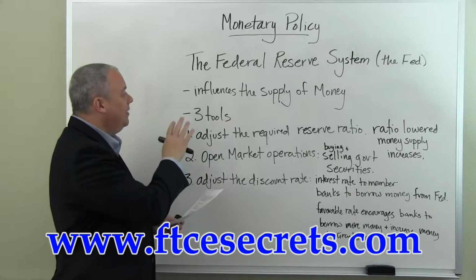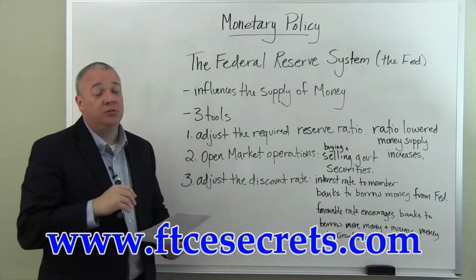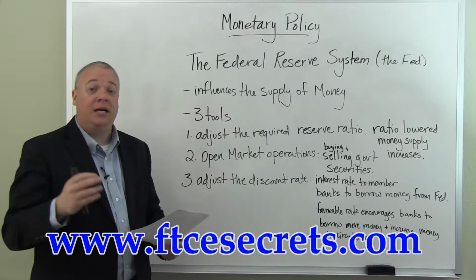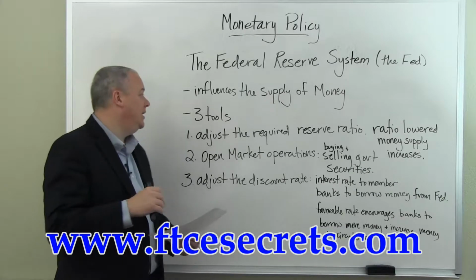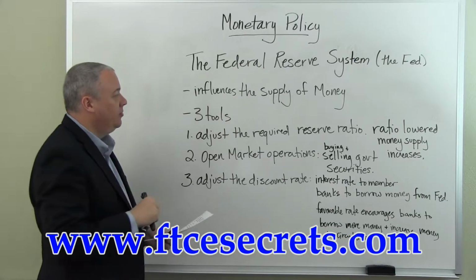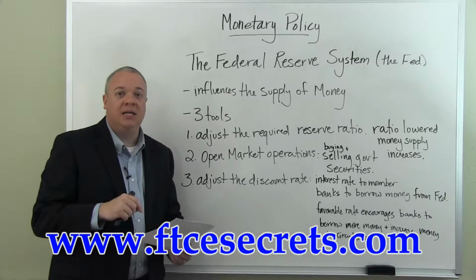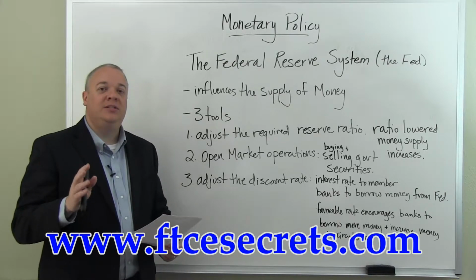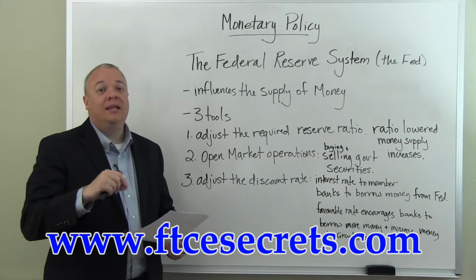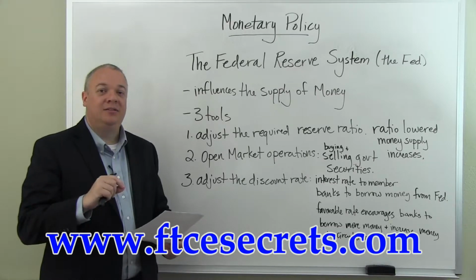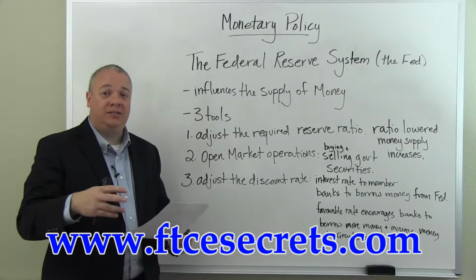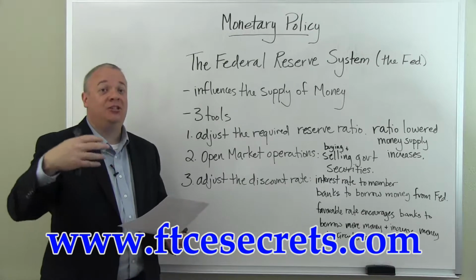So basically, they influence the supply of money, and they have three tools at their disposal to help influence the supply of money in the economy at any one time. The first tool is they adjust the required reserve ratio of member banks. The reserve ratio is the amount of money that a bank must have on hand in relation to the amount deposited there, and it influences how much they can loan out.